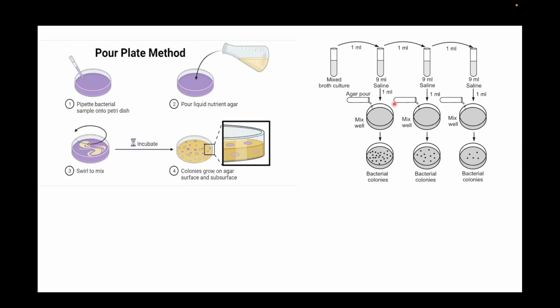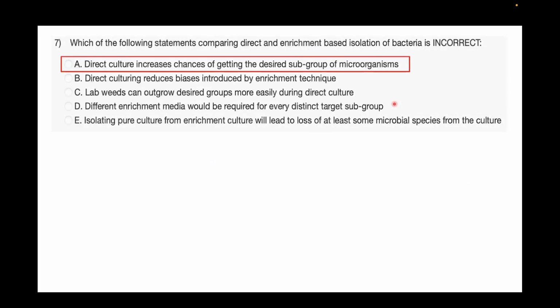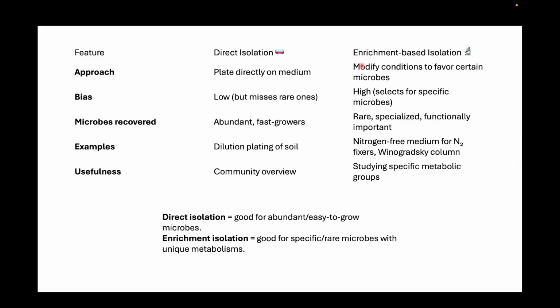I think it is clear to the students. You have all answered correctly. A direct culture does not increase the chance of getting a desired subgroup. It is rather the enrichment based isolation in which we are enriching for a specialized group.